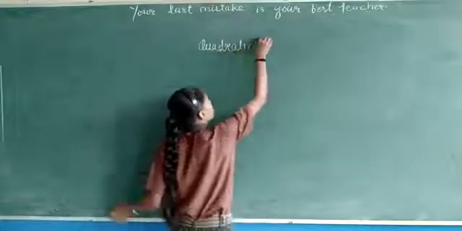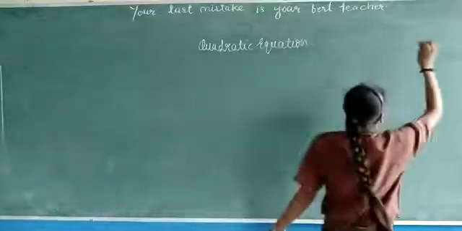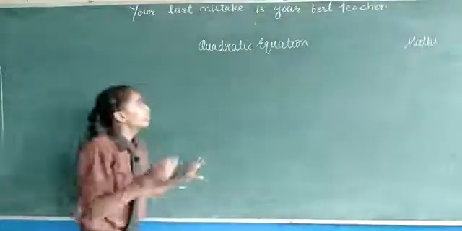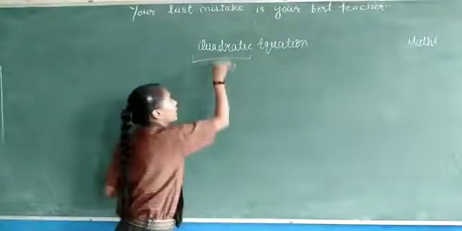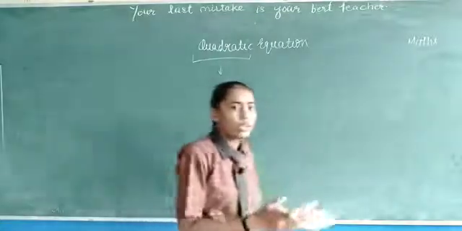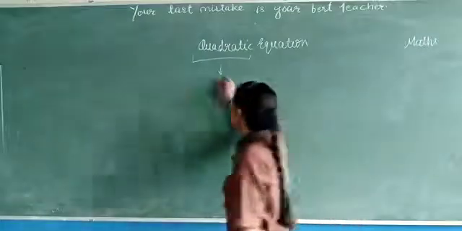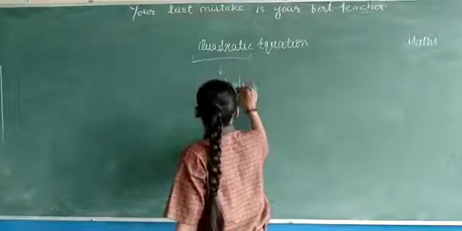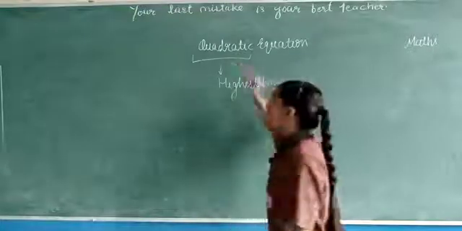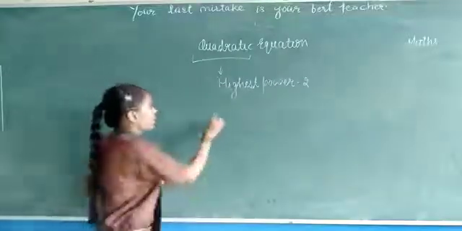Our topic is quadratic equation, which is related to the subject maths. So friends, what do you mean by quadratic? What do you understand by it? Quadratic means the equation whose highest power is 2. A quadratic equation can also be defined as ax square plus bx plus c.